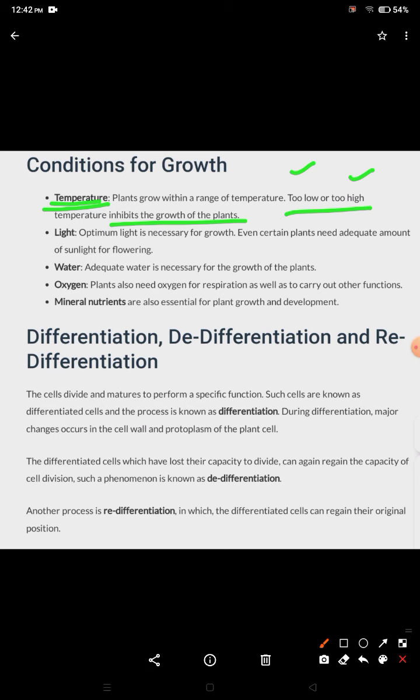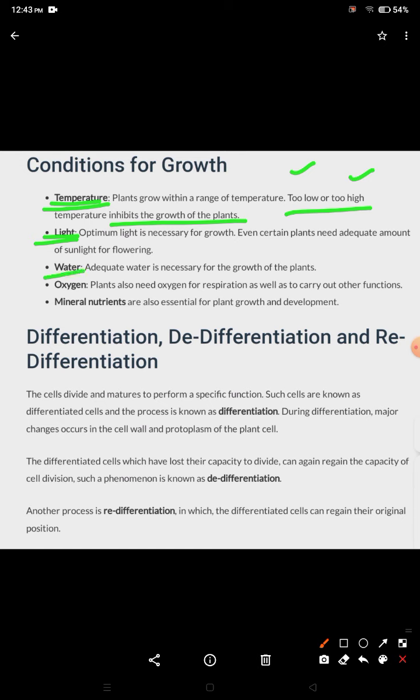The next factor is light. Optimum light is needed for the process of photosynthesis as well as photoperiodism. For both the processes, optimum light is required. If light is not present, photosynthesis does not take place, photoperiodism, that is flowering, does not take place, so productivity of the plant decreases. No proper growth of the plant takes place in absence of light.